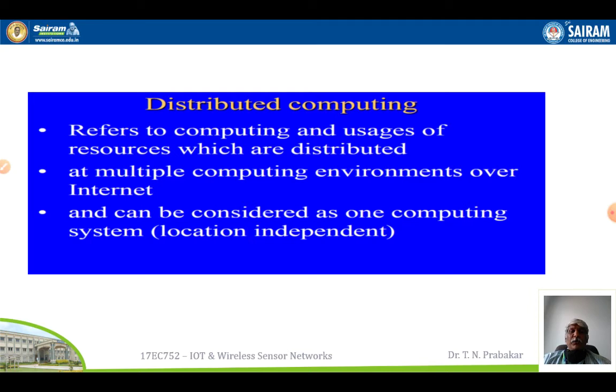Distributed computing is almost a similar thing. It refers to computing and usage of resources which are distributed. Instead of a single point, I will have multiple resources and multiple computing environments over the internet. So all these things are connected through the internet network, and it can be considered as one computing system, location independent. So we will assume there is only one computing system available, but logically distributed computing is possible. That is, each and every part of your program will be executed at different geolocations. So that is actually the case of distributed computing.